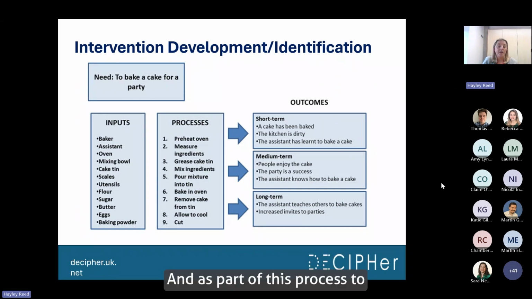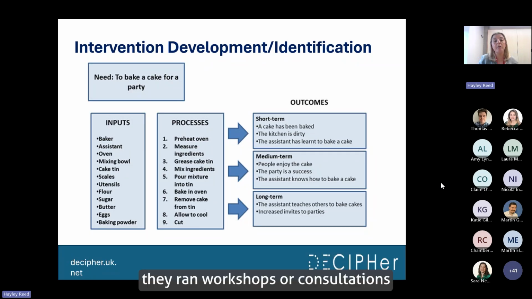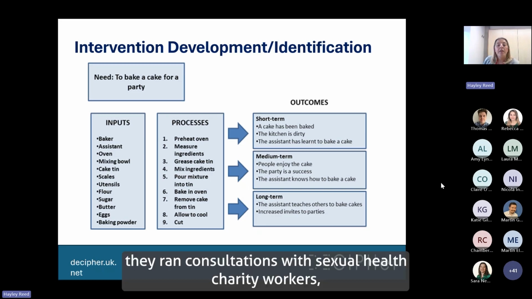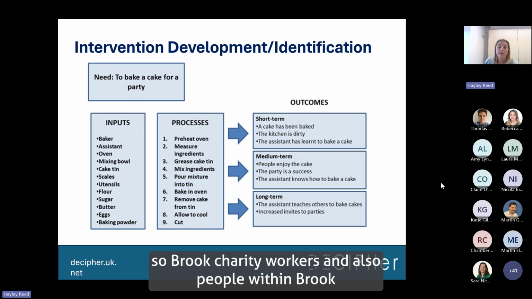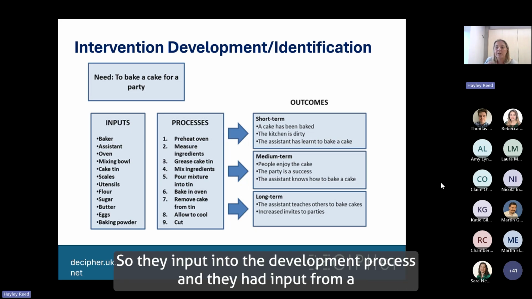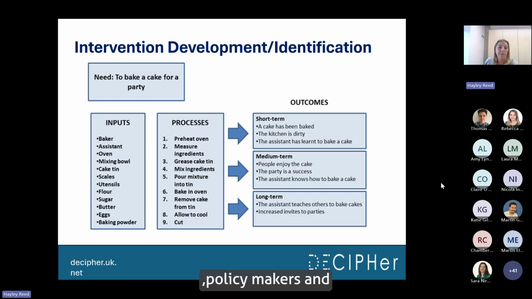As part of this process to develop the intervention and the logic model, they ran workshops or consultations with the Alpha Young People's Advisory Group, which I was part of. They ran consultations with sexual health charity workers, Brook charity workers, and people within Brook had a Young People's Advisory Group, so they input into the development process. And they had input from a wider stakeholder advisory group of academics, policymakers and practitioners.